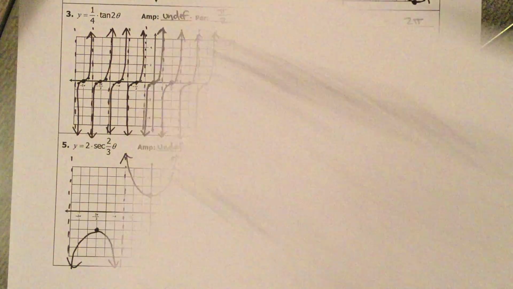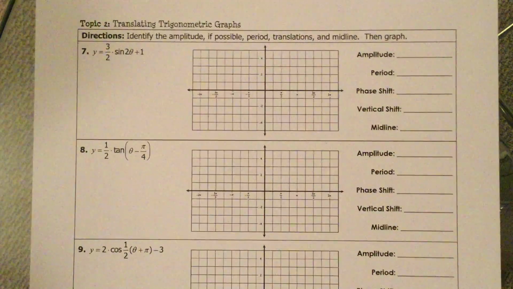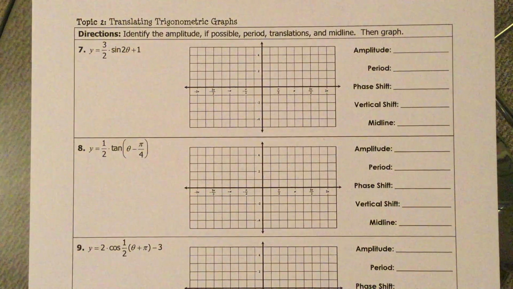In topic 2, we start doing our translations. All right, so now these ones, we still have to figure out the amplitude and the period, but then we start adding phase shifts and vertical shifts.